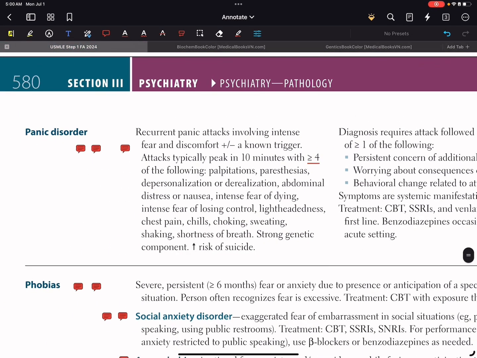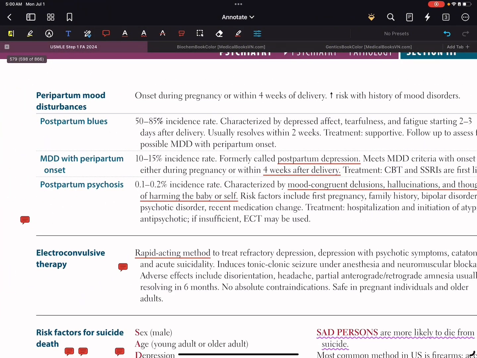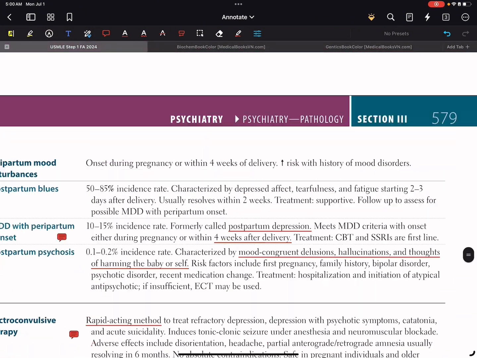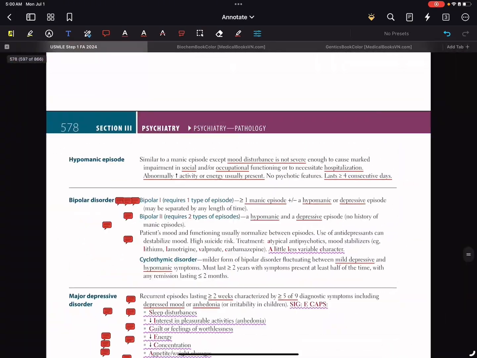in panic. 4 weeks after delivery with postpartum depression. 4 weeks after delivery. Lasts for more than 4 consecutive days. Okay, let's go back to the panic.